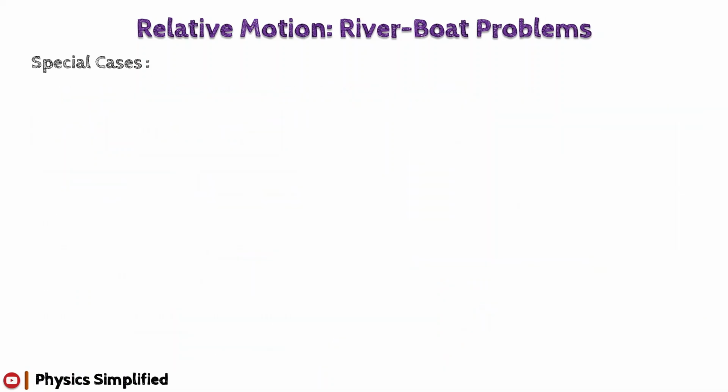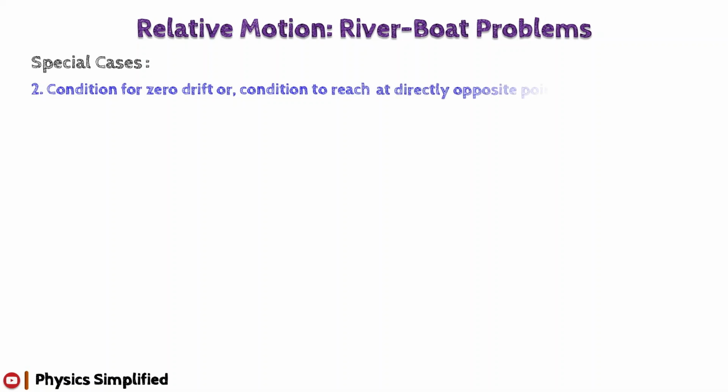In our second case, we will find the condition of zero drift of the boatman. Let us try to understand the meaning of the term zero drift. It means that the boatman wants to reach at a point on the other bank of the river, which is just opposite from where he started.